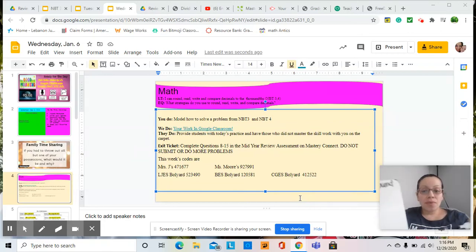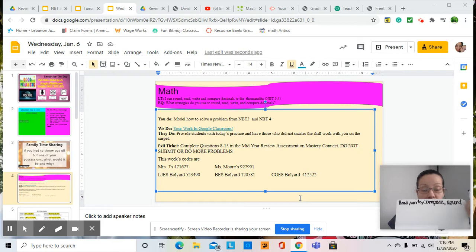Hey guys, today we're going to read, write, compare, and round decimals. Now our target for today is that we'll be able to do all of this. So what strategies do you use to round, compare, read, and write decimals? Some of the things that we will do today is just look at one number.